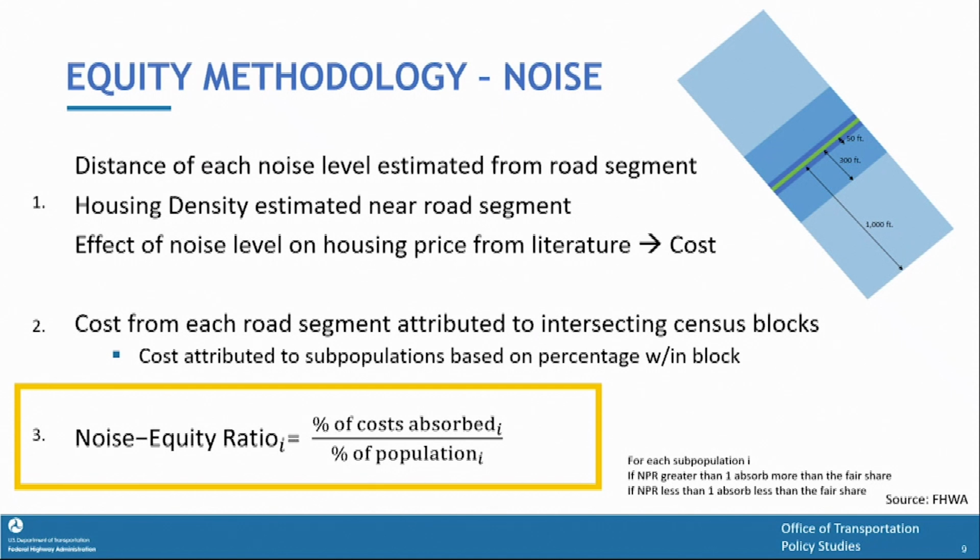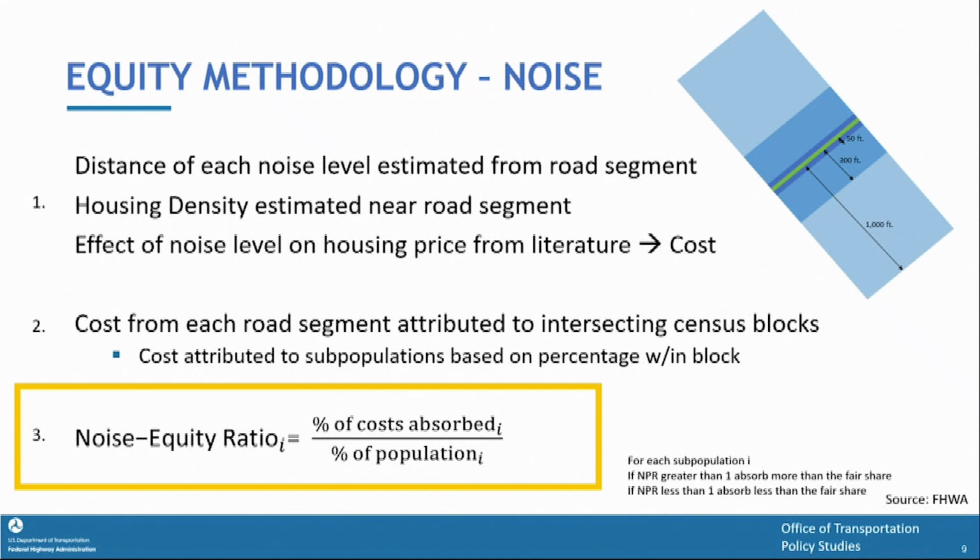Finally, now that we have the cost allocated to each demographic for each highway segment, we can aggregate over a larger area, say over a county, over a state, or even over the whole nation, and calculate what we call the noise equity ratio, which is the percentage of costs absorbed by a demographic divided by the percentage of the population of that demographic within the area we've aggregated over. Crucially, if this number is greater than 1, then that demographic is absorbing more than what we could call the fair share. They're absorbing more noise cost than their share of the population. Less than 1, the reverse.